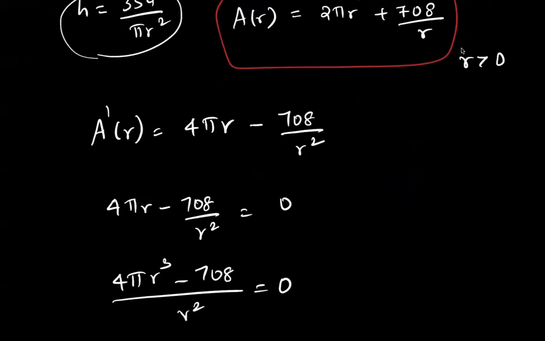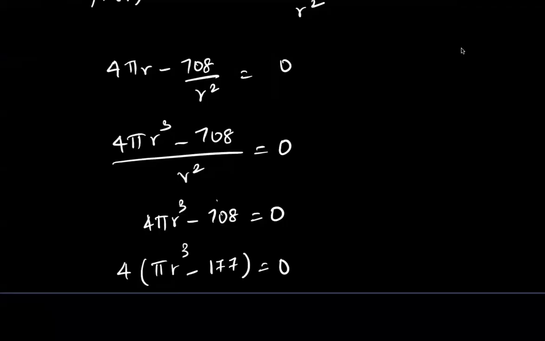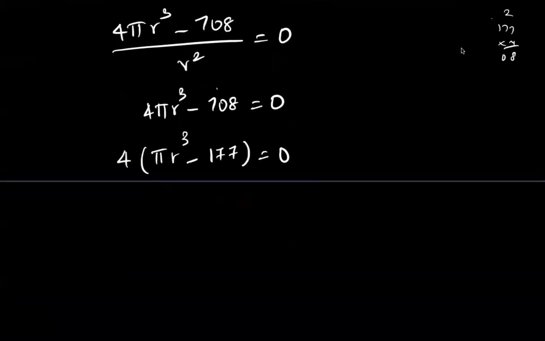Again, my domain is r greater than 0. Set your numerator equal to 0. Factor out the 4. So that is 1, 20, 70, 28, 177. Is that correct? 77 times 4, 28, 223. Wait, 28 plus 2 is 33, 708. Okay, so we have that.